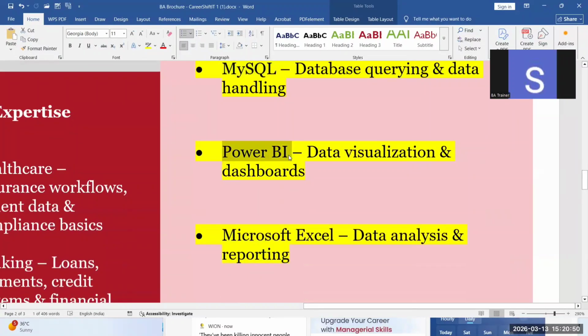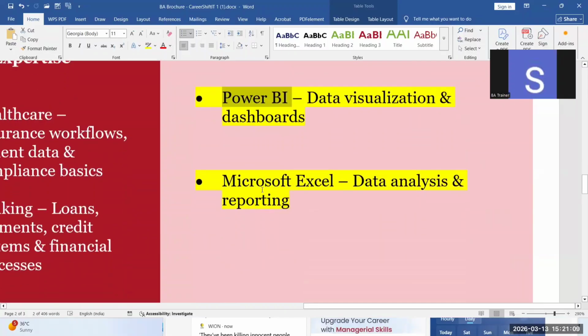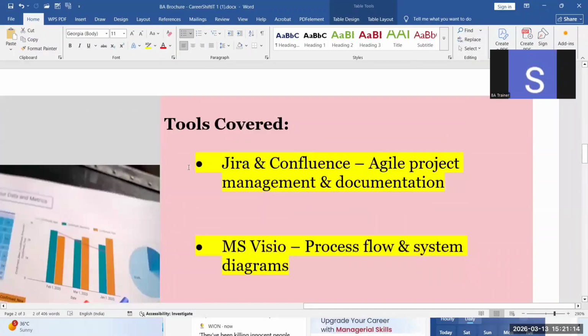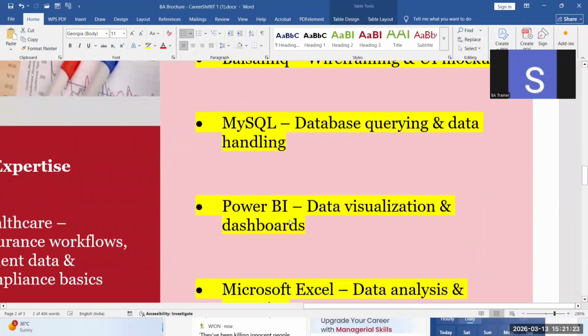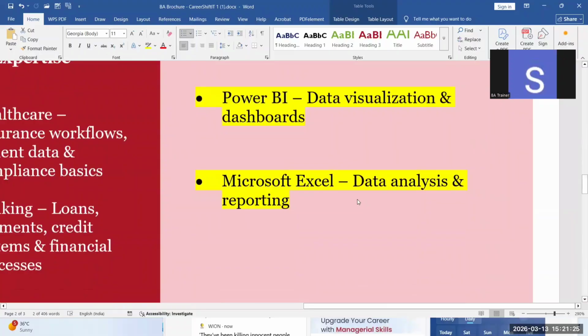And we have also included the Power BI tool in this crash course. After getting so many advices from the enrollers, I have decided to include Power BI as well for this 30 days crash course. Along with that we are also going to train you on Microsoft Excel. So in terms of tools we are going to cover Jira, Confluence, MS Visio, Balsamiq, SQL, Power BI and Microsoft Excel. So 7 tools that we are going to train you on in this 30 days crash course.